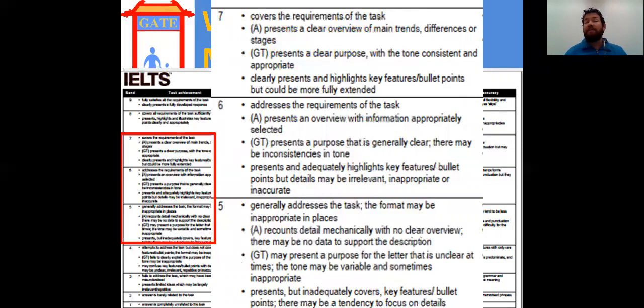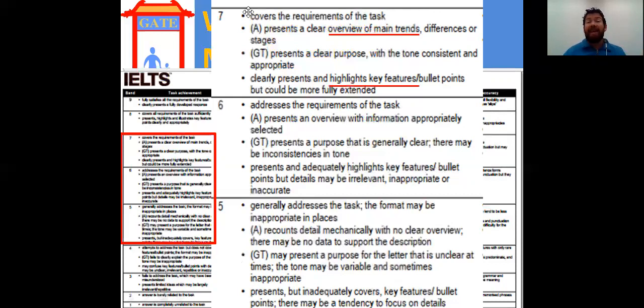But it does have some similar language. Overview of the main trends and highlight key features. So it's basically the same thing. Main features, overview, key features, main trends, they all mean the same kind of thing. I'm going to use the phrase main features because it is used in the question. Okay, that's why I use it. You see it there every time.